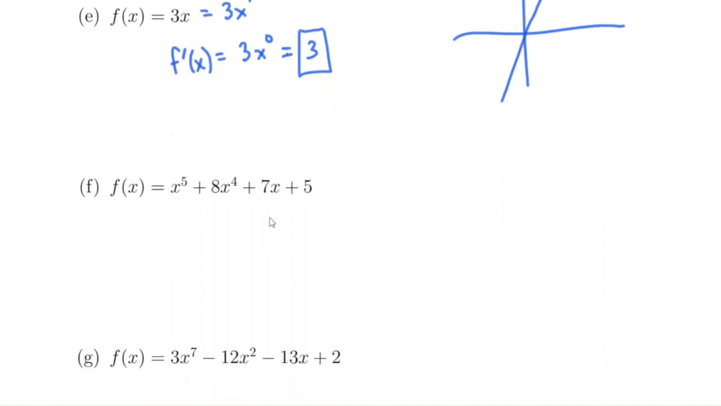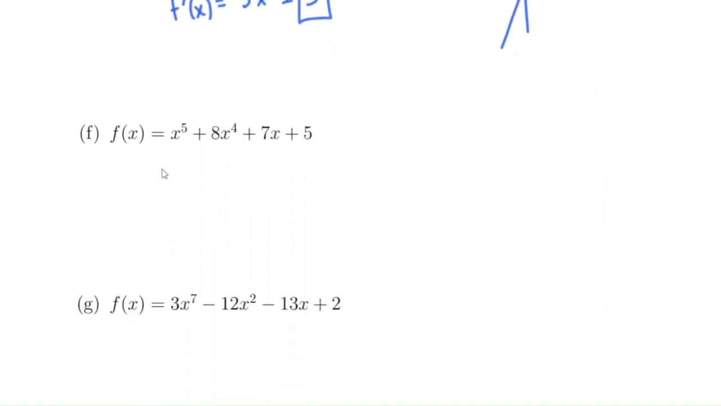Okay, now what about a polynomial? We should be able to take the derivative of any polynomial at this point, using the rules. So how do we take the derivative of x to the fifth plus 8x to the fourth plus 7x plus 5? Well, f prime of x, the derivative, is going to be 5x to the fourth plus, we'll do the derivative of the sum as the sum of the derivatives. Here we have 4 things that we're summing up. We can still do derivative of the sum as the sum of the derivatives. Plus, it'd be 32x cubed, right? That's the derivative of this.